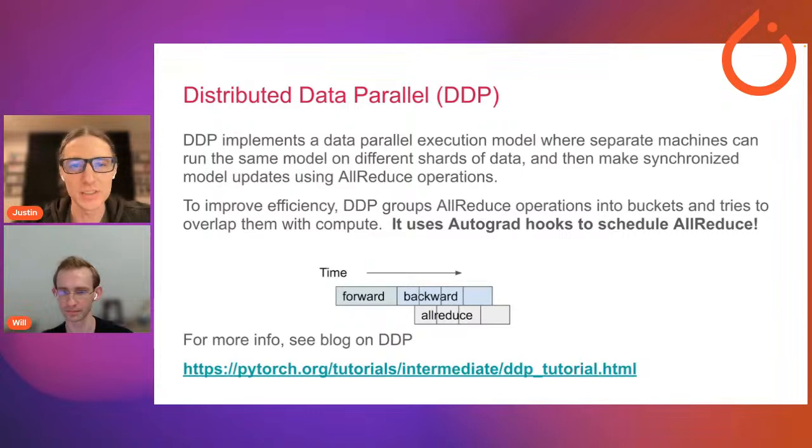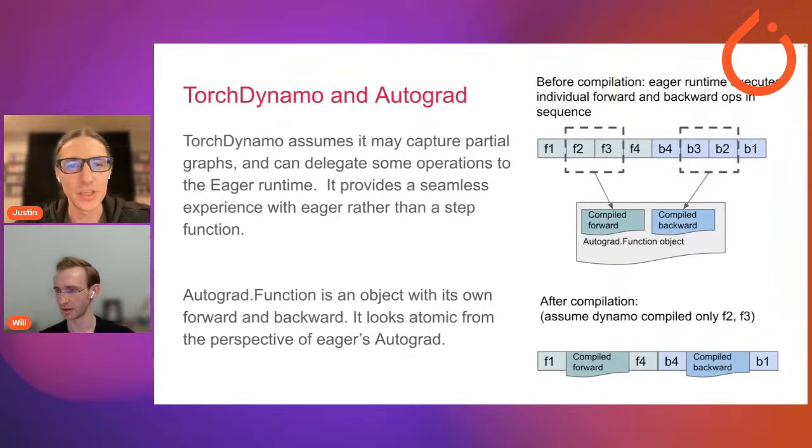And so are those boxes what you're referring to in your diagram up here with the F1, F2, B4, B3? Yeah, so if you think about a PyTorch program being a series of forward operator 1, 2, 3, and 4, and then backwards operators go in reverse, so 4, 3, 2, 1. You might compile just operators 2 and 3 together into a chunk, and that would be replaced by this compiled forward and compiled backward object.